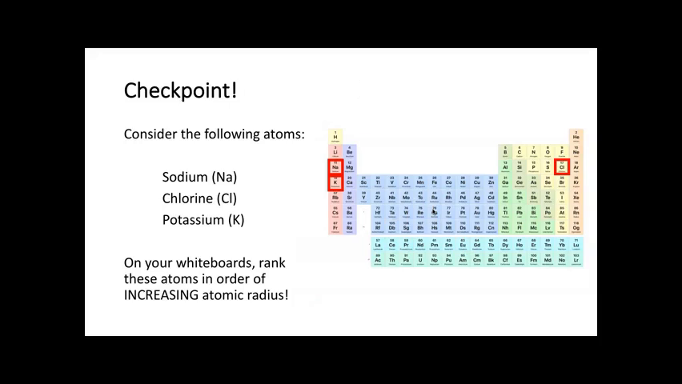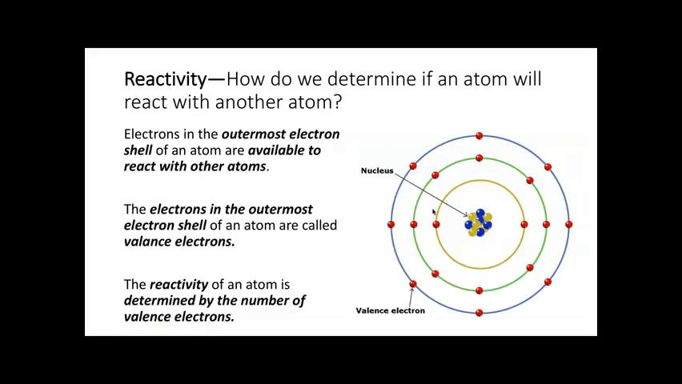This is where I would check to make sure that they do. I would ask them to consider the following atoms: sodium, chlorine, and potassium. On their whiteboards or on paper, whatever we're using, or online, I would ask them to rank those atoms by increasing atomic radius. That will test if they understood all of those concepts that I just explained. That's the answer that they should get, and we'll talk about why they got that answer and hopefully have a nice discussion that really reinforces those concepts.